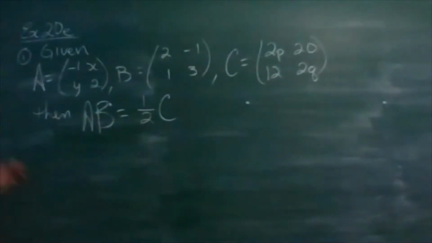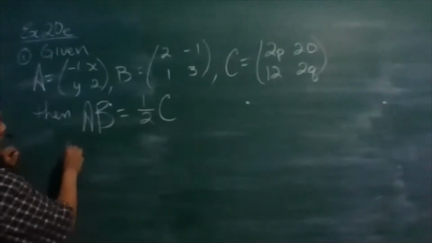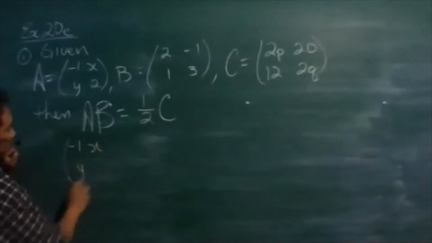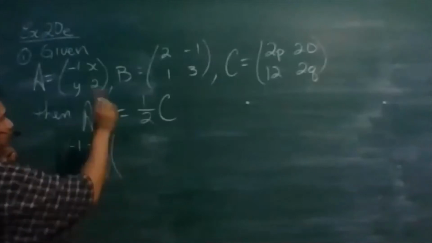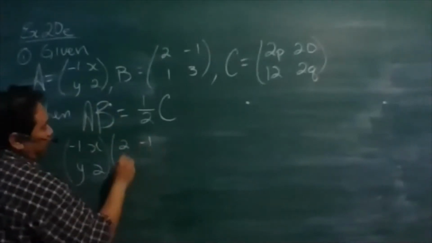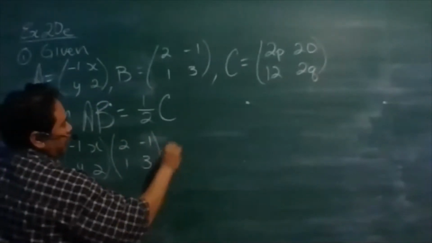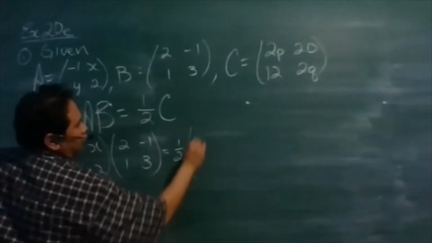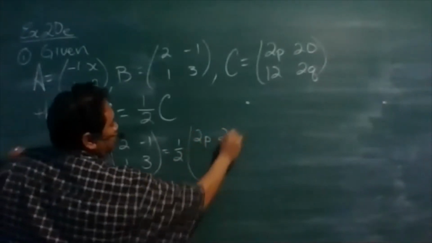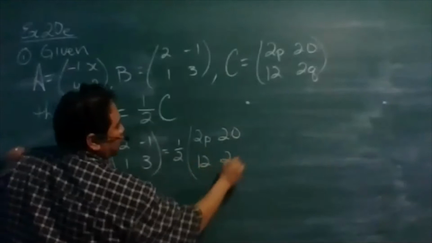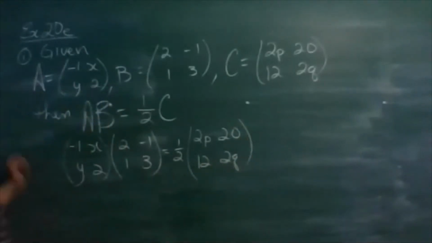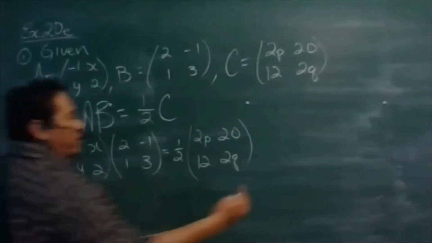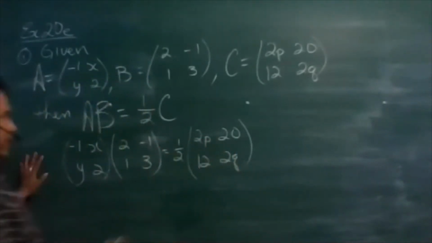So we need to write this out. So we say here is negative 1, x, y, 2. B is 2, negative 1, 1, 3. And that is equal to a half of 2p, 20, 12, and 2q. So we will matrix multiply on the left and we'll scalar multiply on the right.